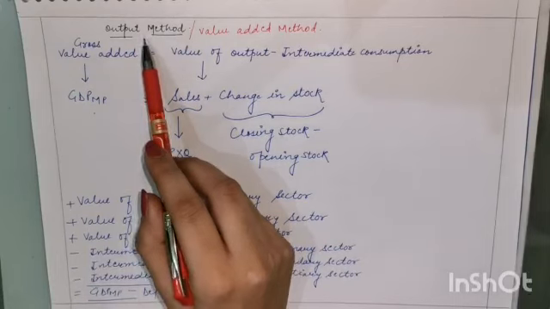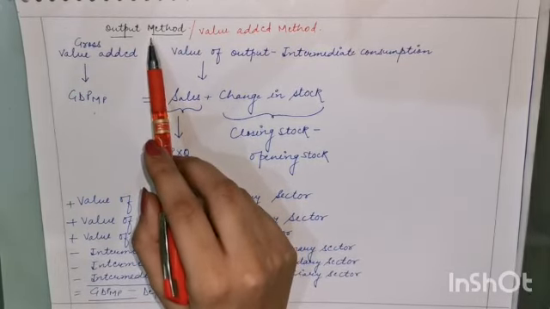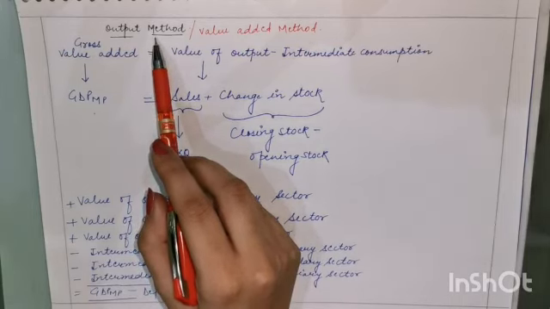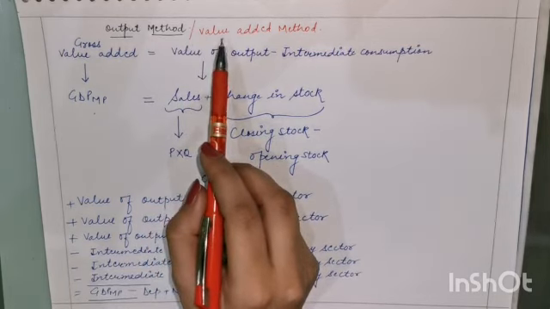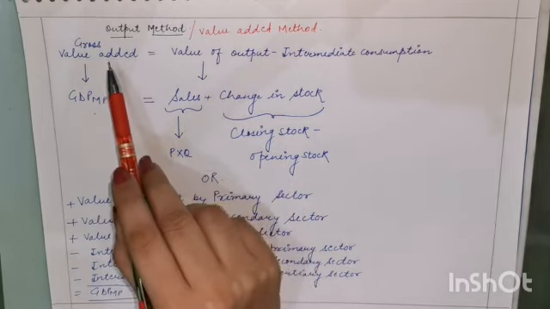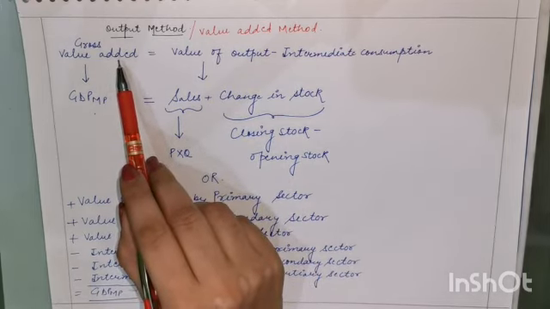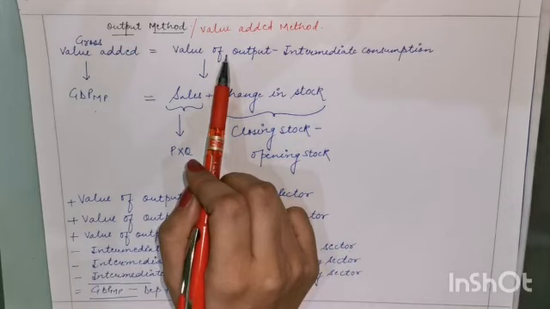Okay, let us start with the output method of calculation of national income. We have already done the income and expenditure methods. Now comes the turn for finding out the output method. Another name for the output method is the value added method. In this question, we have to find the gross value added by the producer. How to find the value added by the producer? We have to subtract intermediate consumption from the value of output.